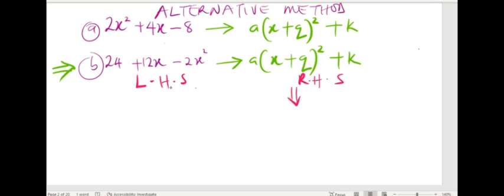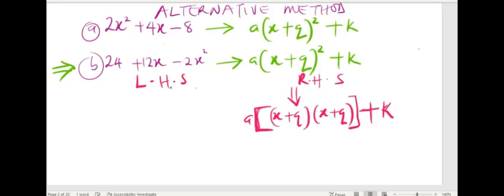Let's simplify the right-hand side first. We're going to have a, big bracket, x plus q times x plus q, close the big bracket, plus k. All this squared means multiplying it by itself twice. That's what it means.